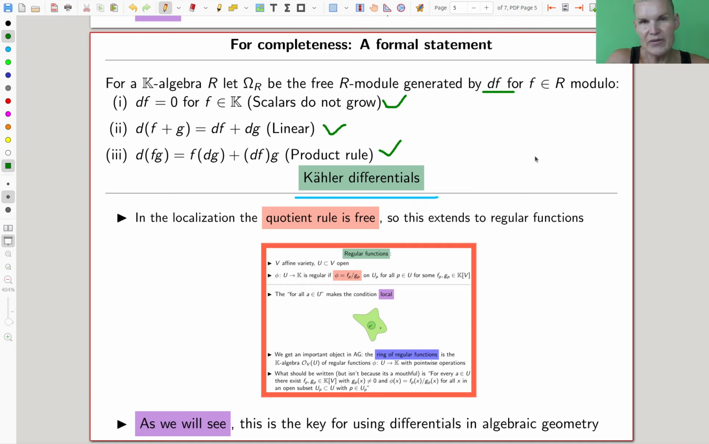It's really this idea of: I tell you how to differentiate, now please differentiate a polynomial. I'm not going to tell you the limit definition, I just tell you the rules. And that's somewhat enough, right? So that's why we do it. And right, in the localization, the quotient rule is free. That's what we just said, right? It comes for free, we don't need that one.